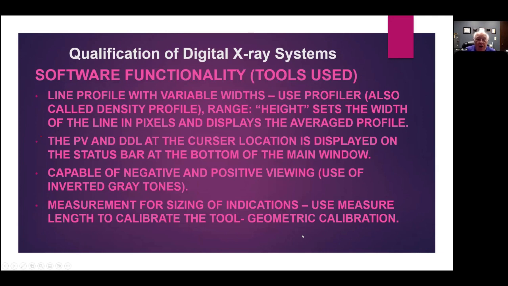Other tools are a line profile function. This is kind of like drawing a line on the image, and you get all the pixel values along that line. So it's a valuable tool if your eye can't see something, but the computer can. The pixel value and digital driving level should be displayed on the image as well. Being able to make a positive and a negative image is required from time to time. And then, of course, having a calibrated measuring tool is essential as well.